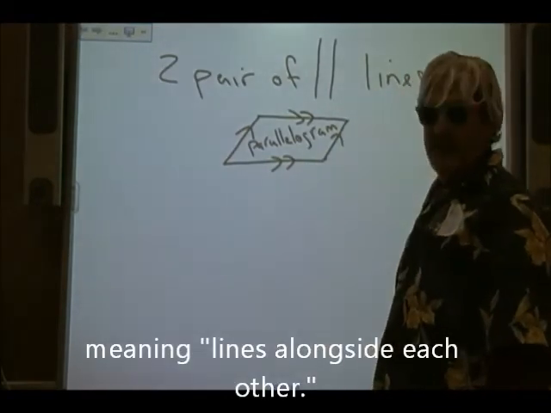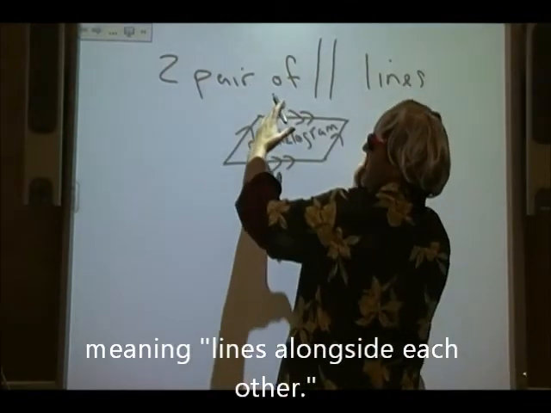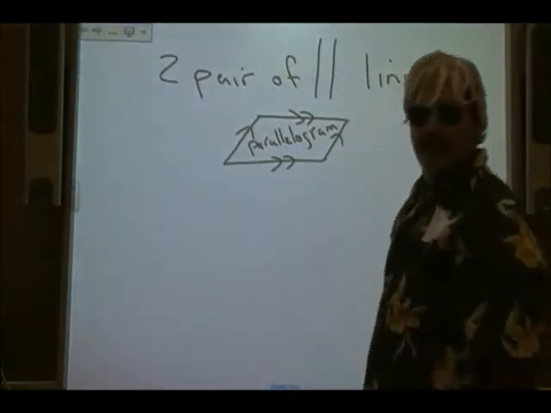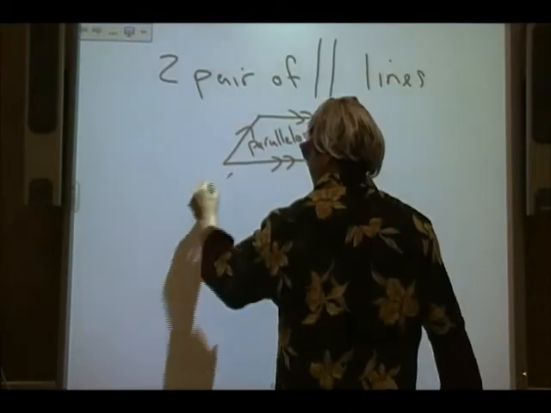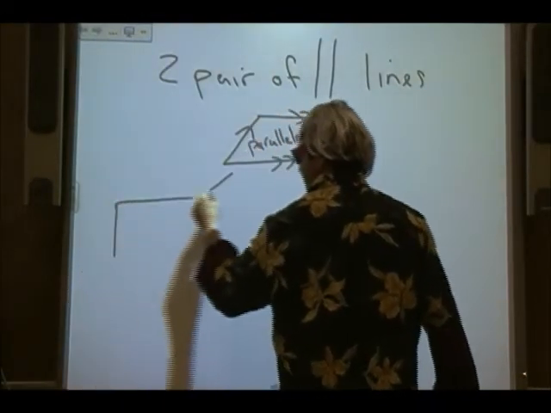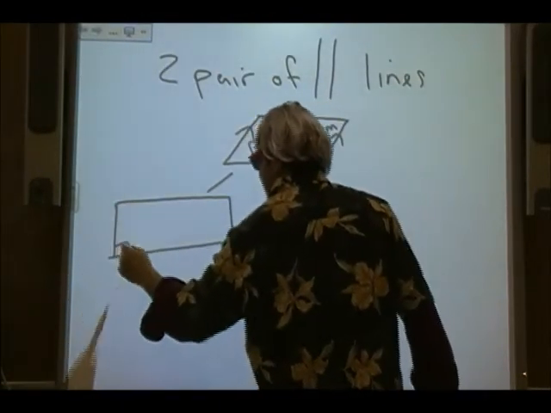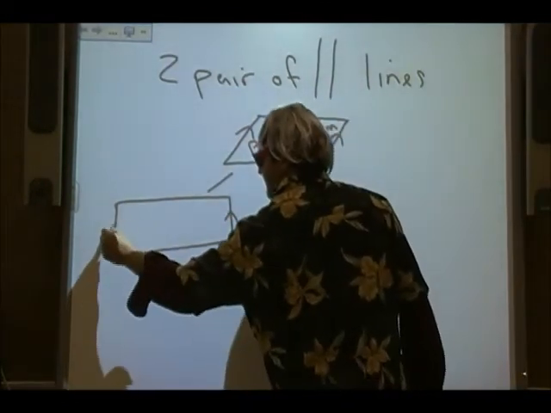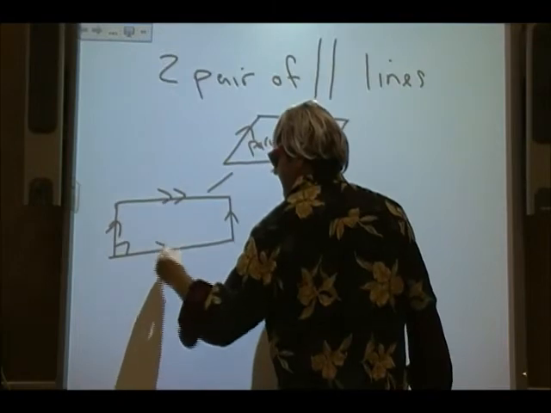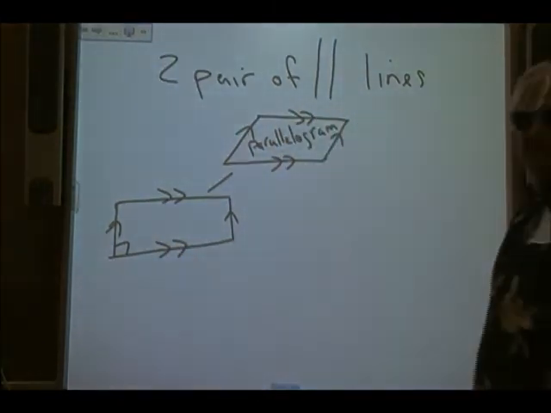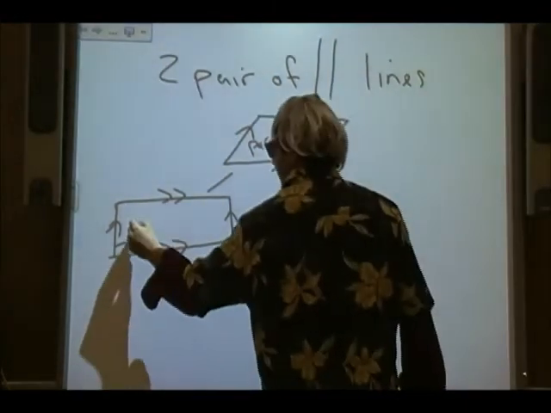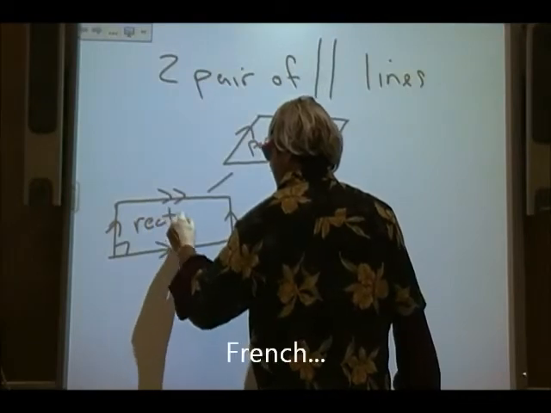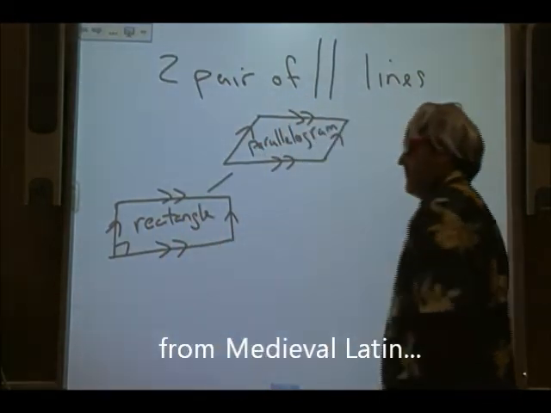Now, from the parallelogram, I could take it and straighten it out, make 90-degree angles, straighten it out. These opposite sides are still parallel. And this one, of course, is called the rectangle.